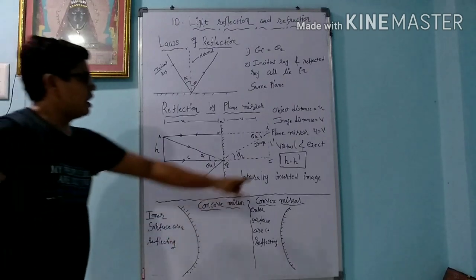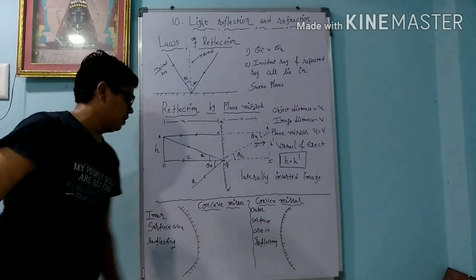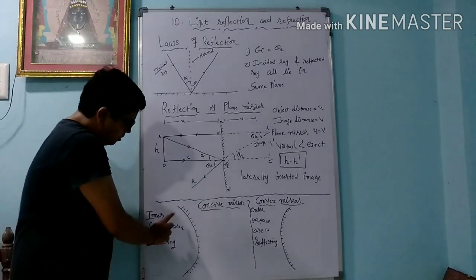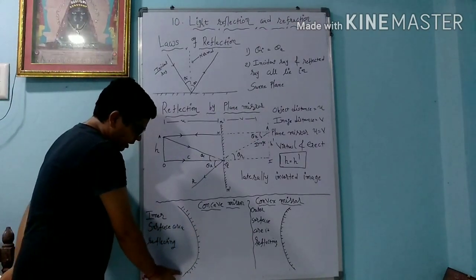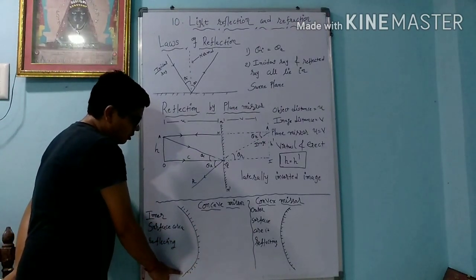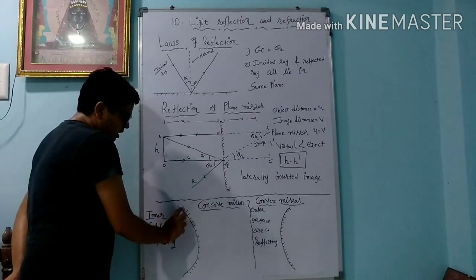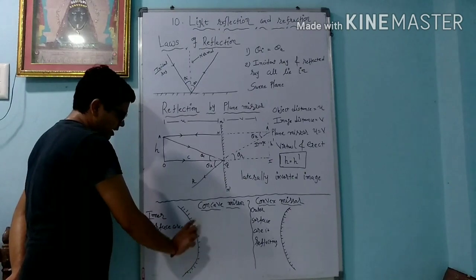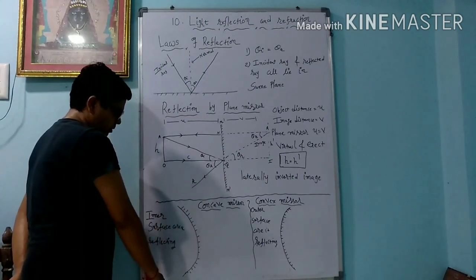We already discussed that the height is the same and that it is a laterally inverted image. Now students, we are going to learn about the concave mirror and the convex mirror. In a concave mirror, if the inner side is reflecting, then it is called a concave mirror. Here the outer side is opaque.